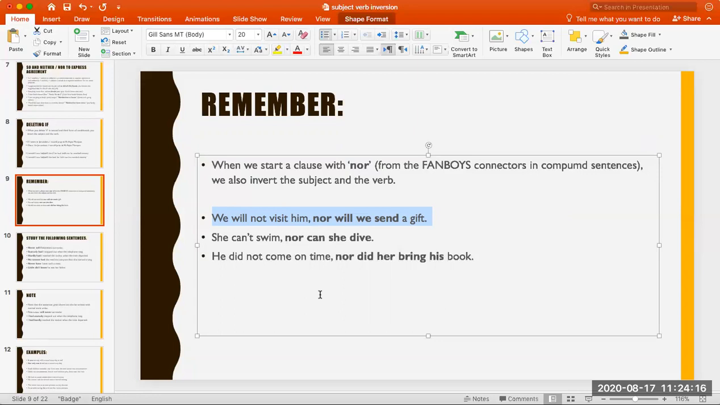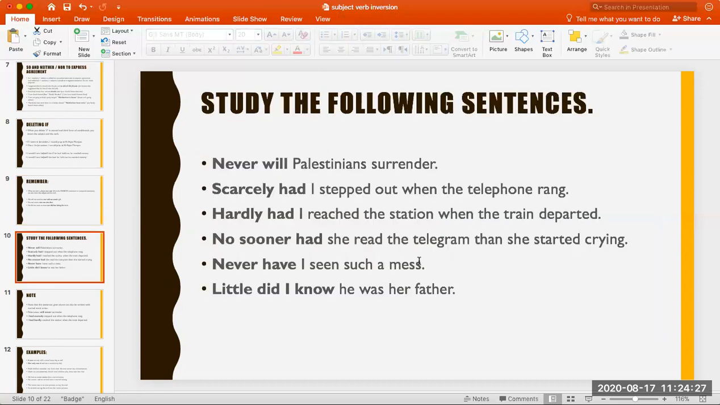She can't swim, nor can she dive. He didn't come on time, nor did he. Look at this: will, nor will; can't, nor can; didn't, nor did. So these are more examples.